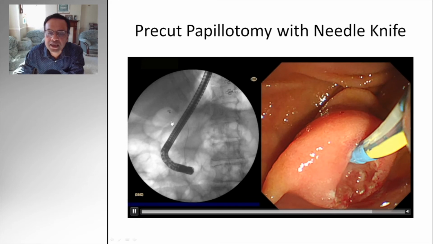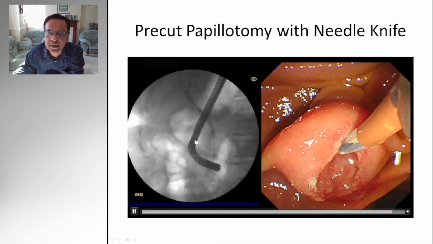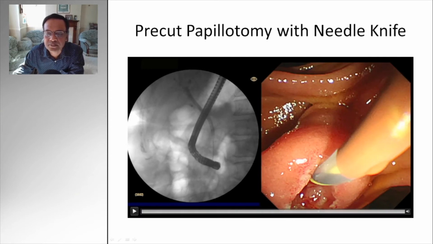And once the wire is in the duct, we follow through with the cannula and then inject to opacify the bile duct, as shown here.